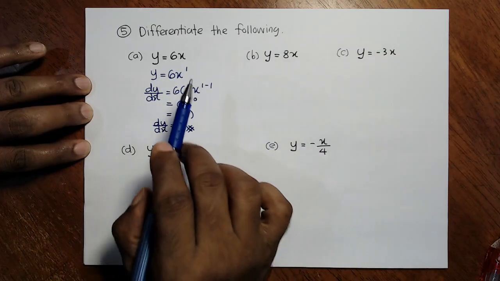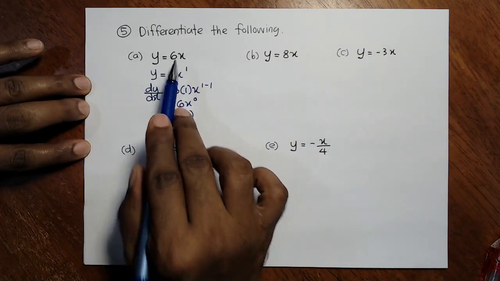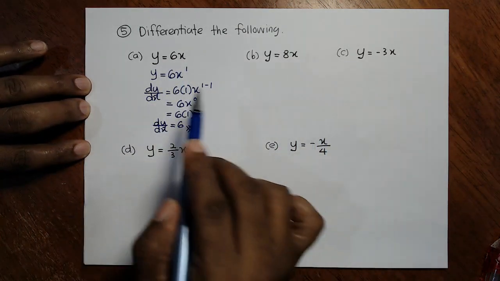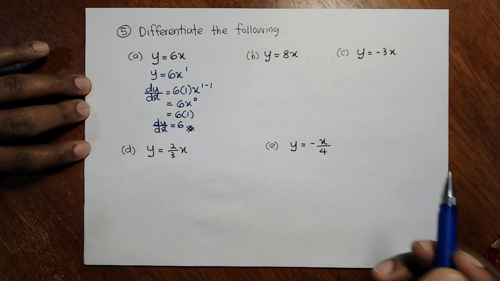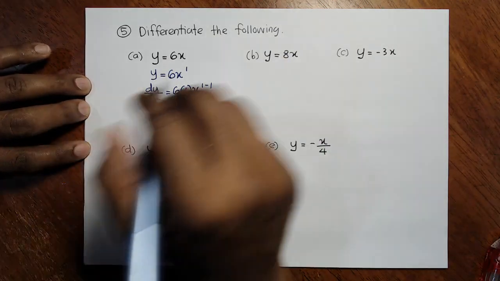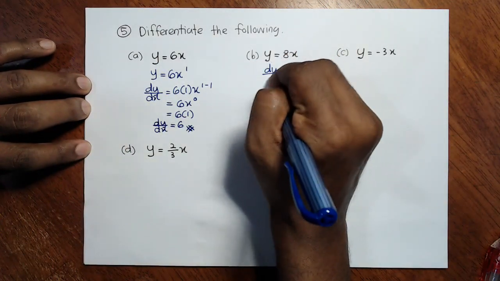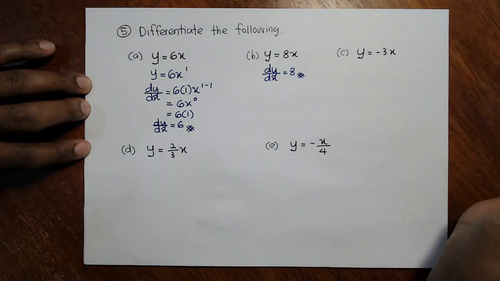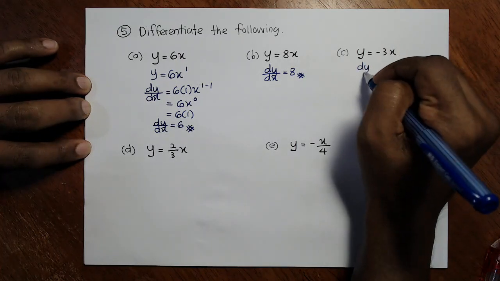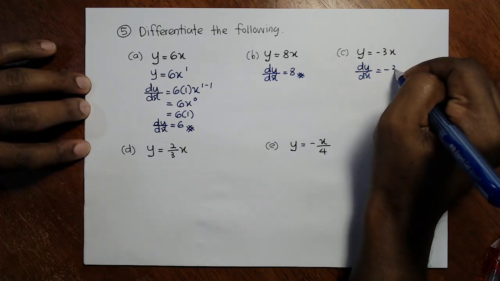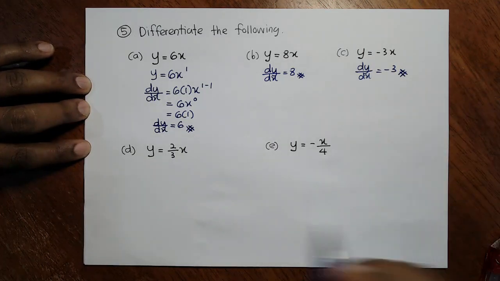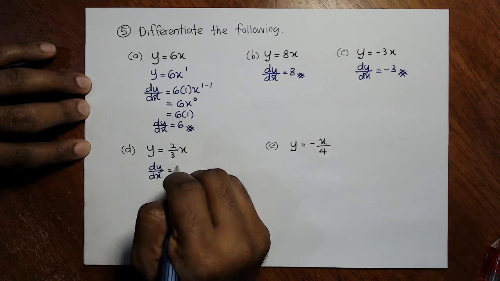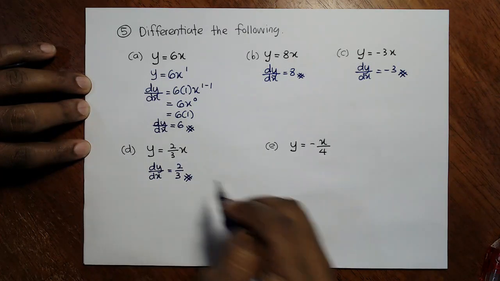So you see, guys, when you have y equals to 6x, dy dx is just that 6, right? If it is 6x to the power of 1. So next time, you don't have to do all this working, right? You can straight away answer. For example, y equals to 8x, you can straight away answer dy dx equals to 8, right? If y equals to negative 3x, you can answer dy dx equals to negative 3. If y equals to 2 over 3x, then dy dx equals to 2 over 3. No need to show working.